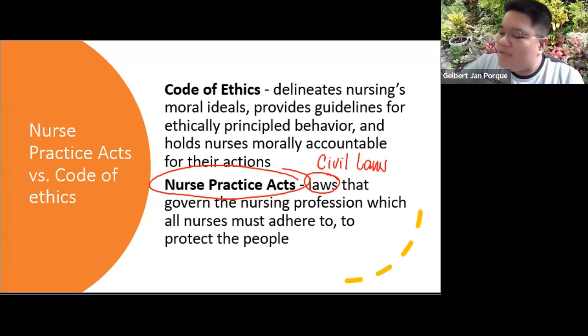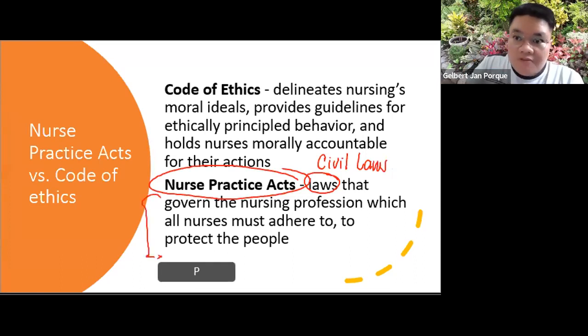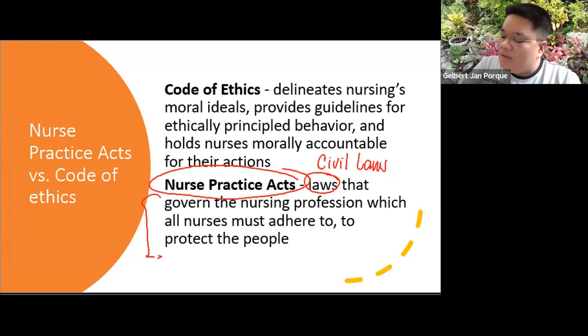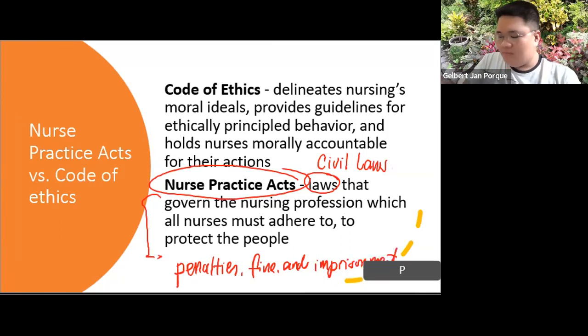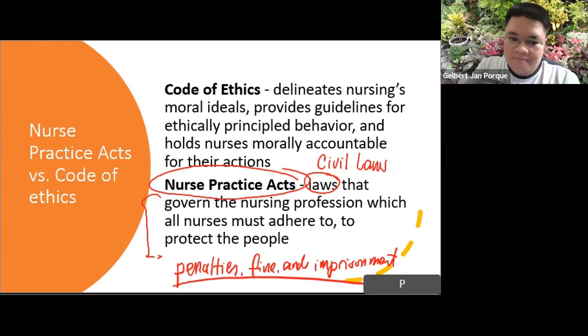Now, class, when I say law, oftentimes when we differentiate this, if you were not able to follow the law, one of the problems that you will have is that you will have penalties, you will have fine and imprisonment. If you will not follow the civil law, you would have a penalty, fine, and imprisonment.